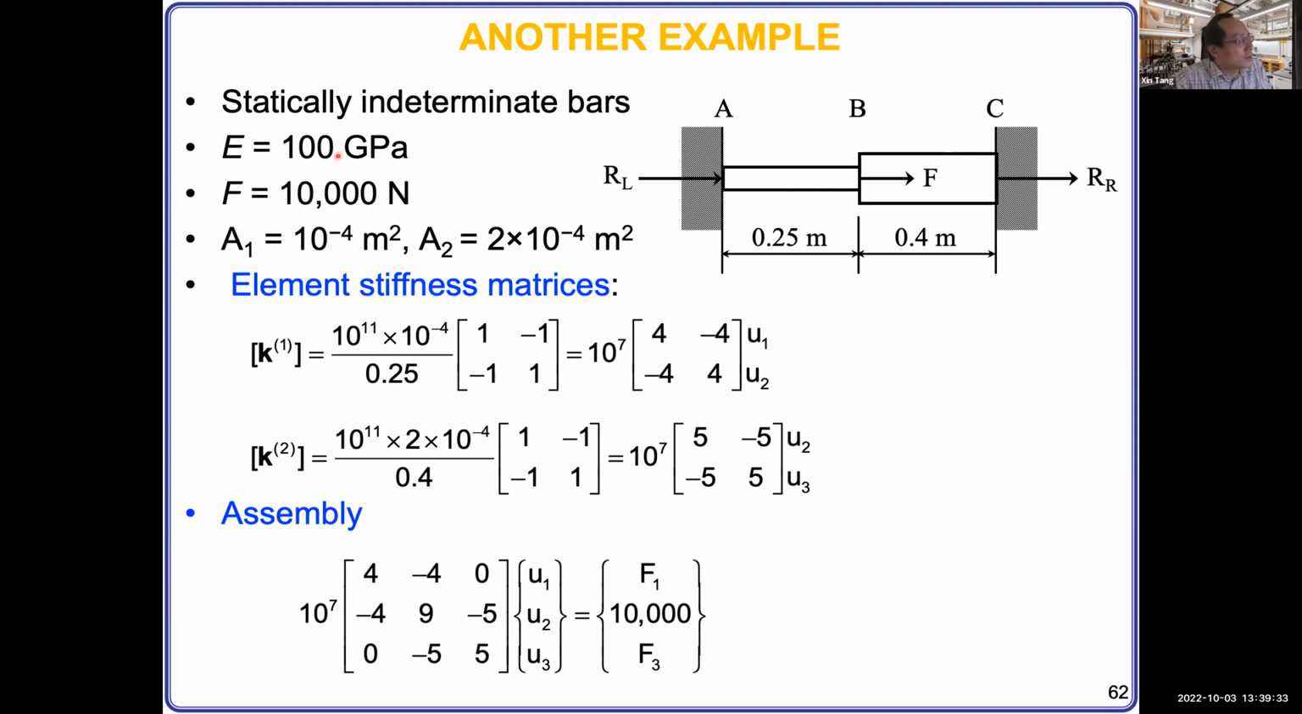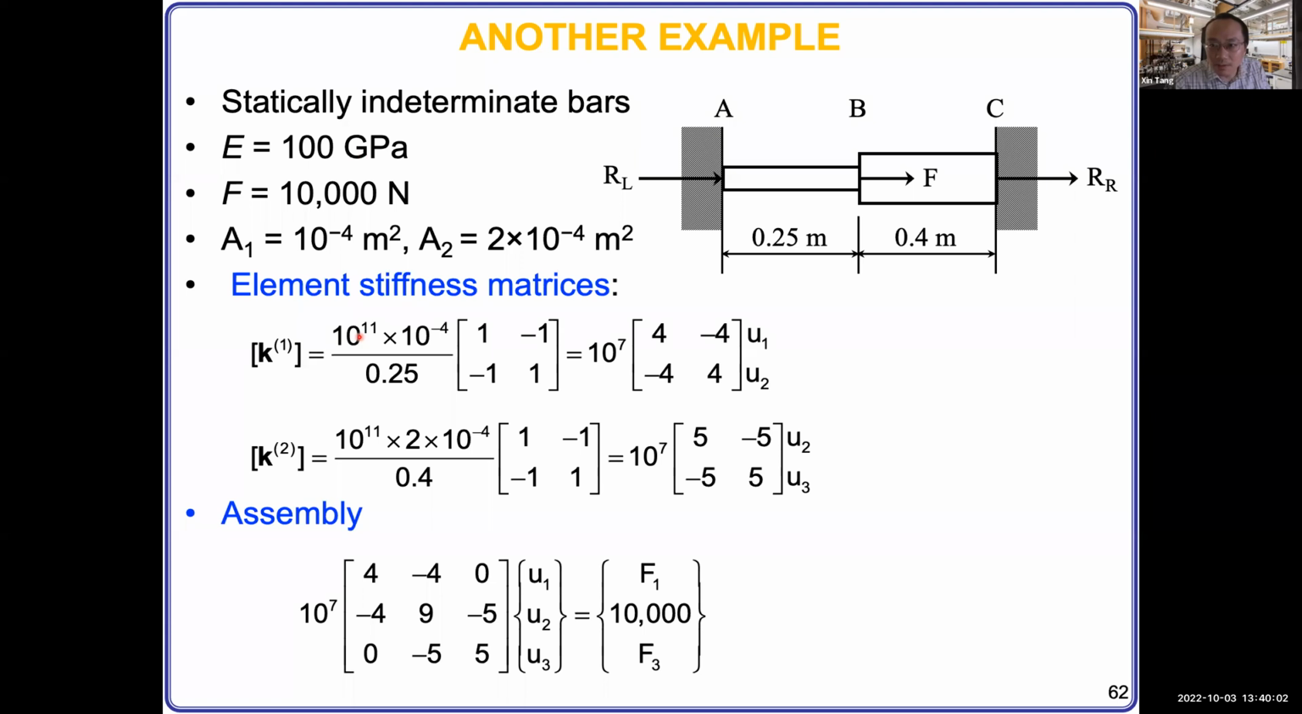So in this case, we know the Young's modulus, the force applied is F, and the cross-section areas for the 2 bars individually, and then we can start to write the equation for each one. For element number 1, you have EA divided by L, right? E is 10 to the 11, because 100 gigapascal, giga is 10 to the 9, so 2 plus 9, 11, 10 to the 11 Pascal.